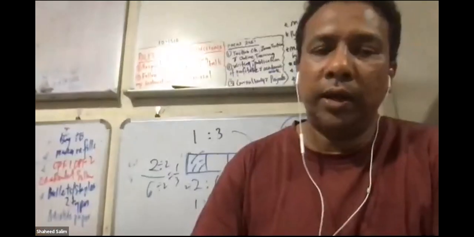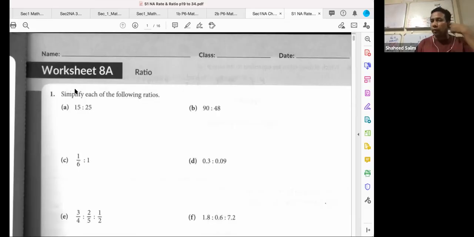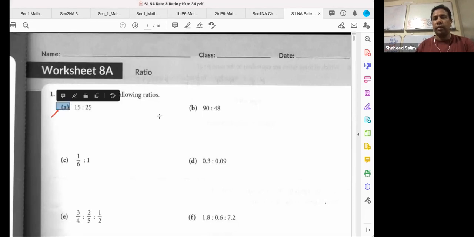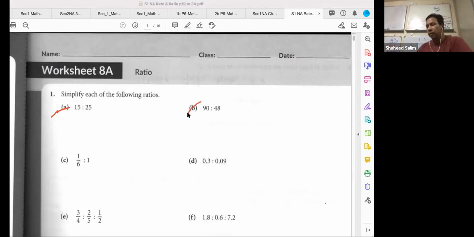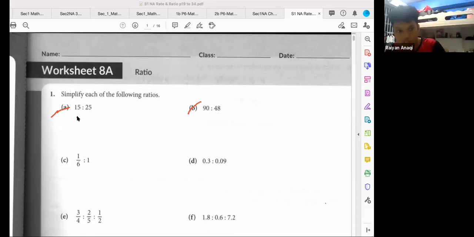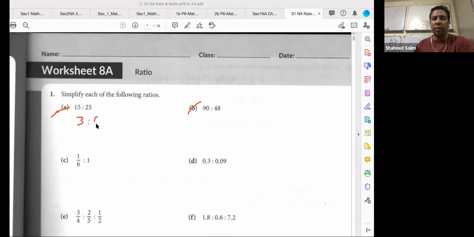Okay, now we're going to move on. You try now. They want you to reduce to lowest terms. You try 1A and 1B first. You can use your calculator, use whatever. You tell me what's the new ratio. You can just tell me straight. If you think you can tell me straight, you tell me straight. 3:5. 3:5, correct. So you divide by 5. This one?